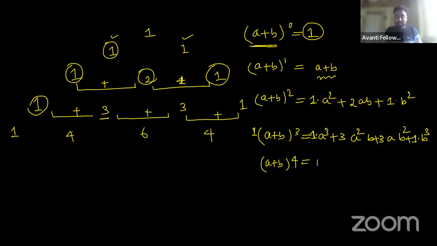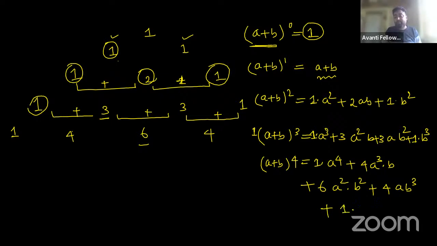So that is 1 into a to the power 4 plus 4 into, subtract 1 from the power of a, that is a cube, into b, start with b, plus 6 into a square, subtract 1 from the power of a, into add 1 with the power of b, that is b square, plus 4 into a into b to the power 3, again subtract 1 from the power of a, plus 1 into b to the power 4. So this is the expansion of a plus b to the power 4.